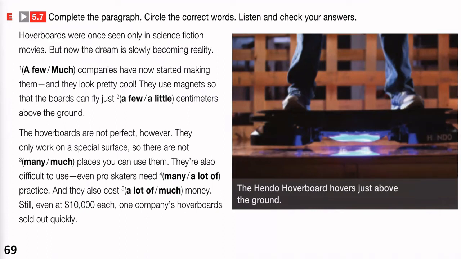so the noun is companies, right? Is it a few or much? So is companies countable or not? Centimeters, is it countable or not? So is it a few or a little, and so on. Places, is it countable or not? Many or much? So skaters need practice. How much practice? And is it many or a lot of? And then the last one is money. Is that countable or not?